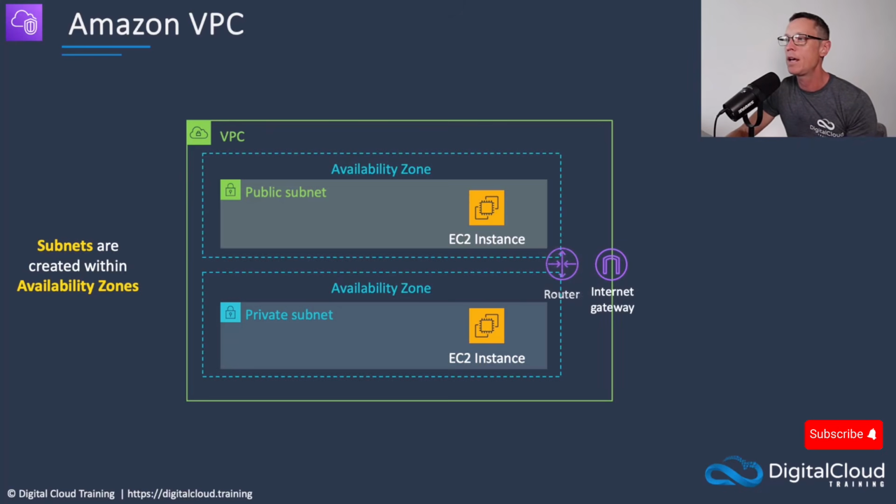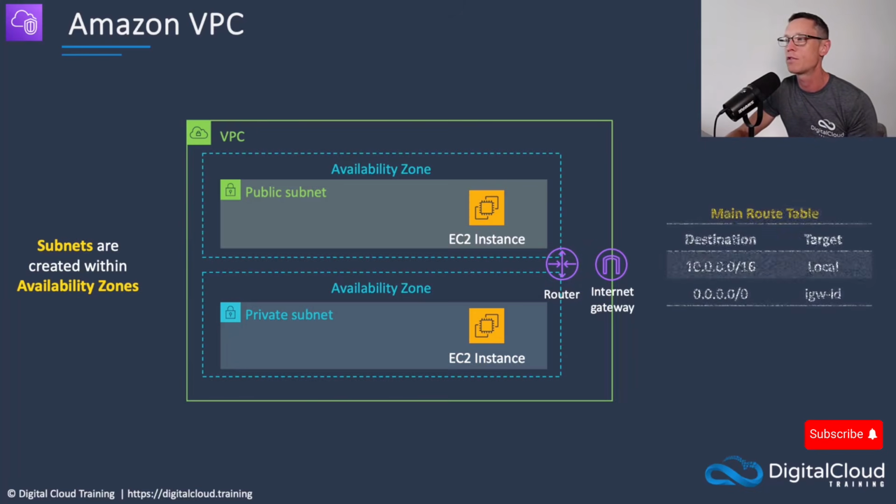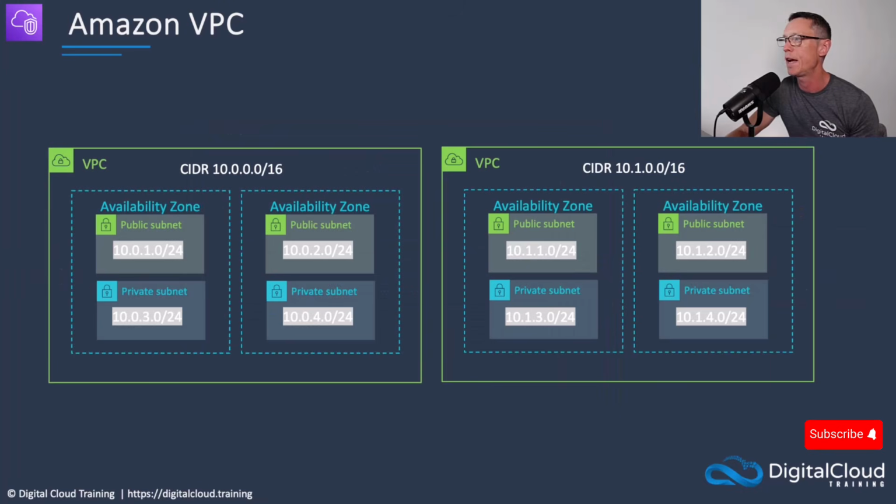Now, an internet gateway will attach to the internet, and within the VPC, there's actually a router which routes traffic in and out of the VPC and within it as well. And we get to control that router using a route table. So that defines the routes that we want to actually allow.